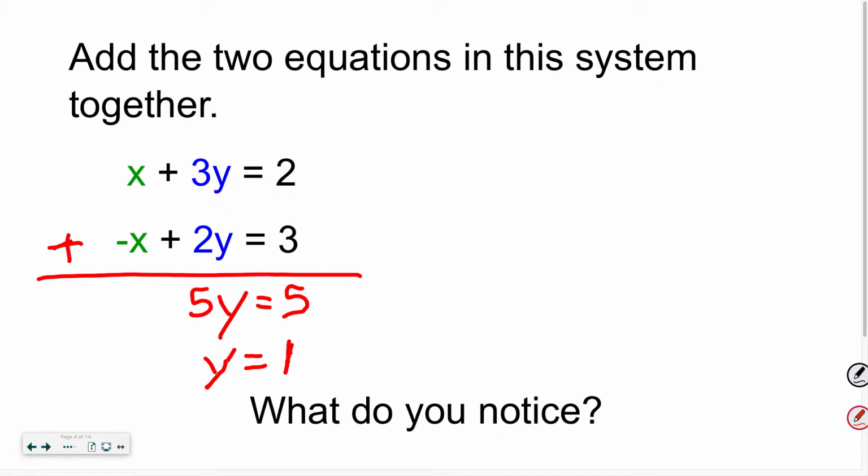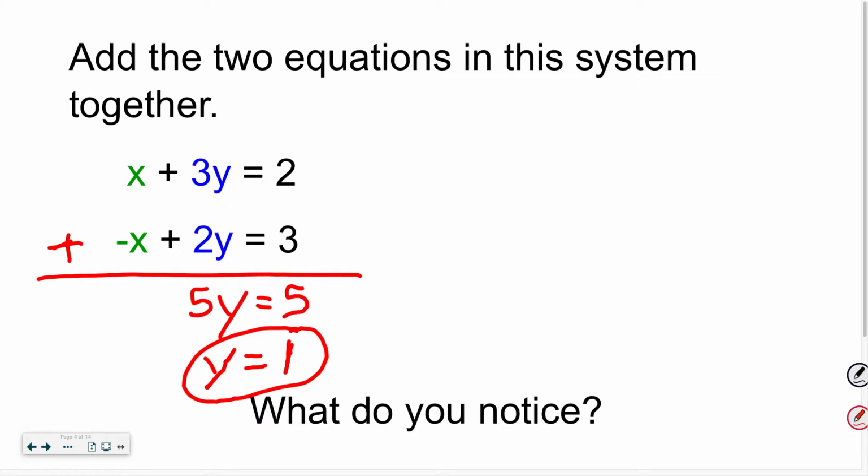Alright, so now we have one value. We have a value for y: y equals 1. Can we find the value for x now? How do we do that? Yeah, we can substitute y in for either of these equations. So which one do we want to do?